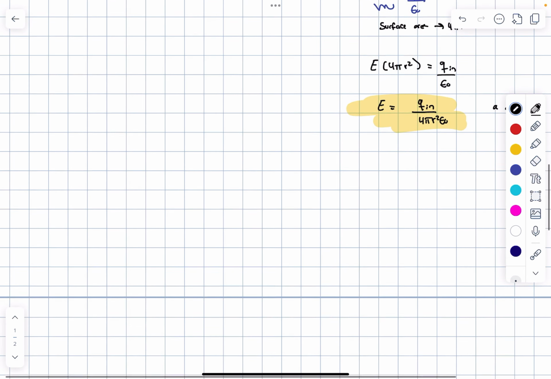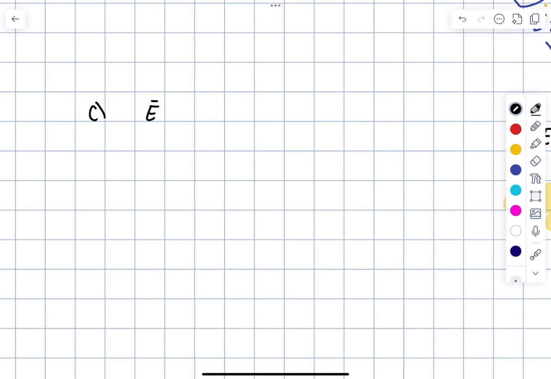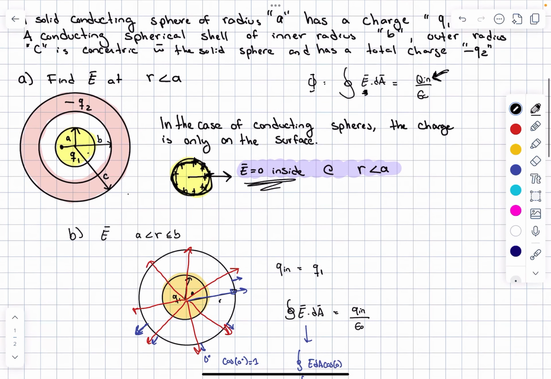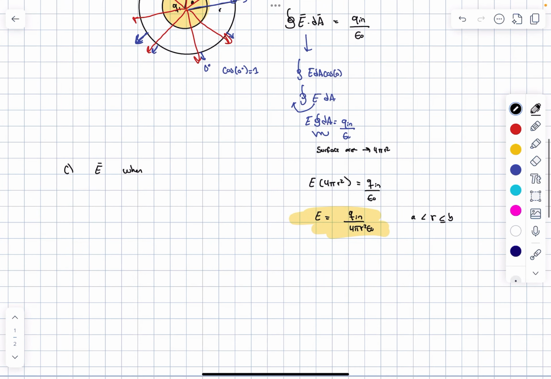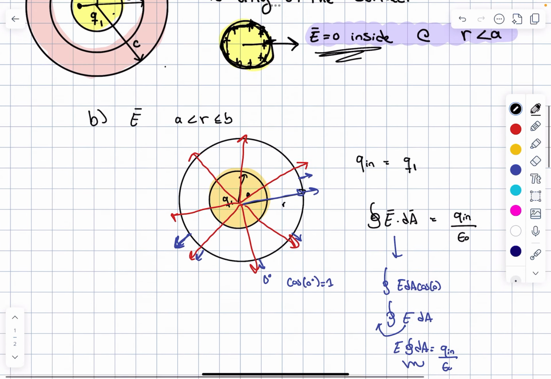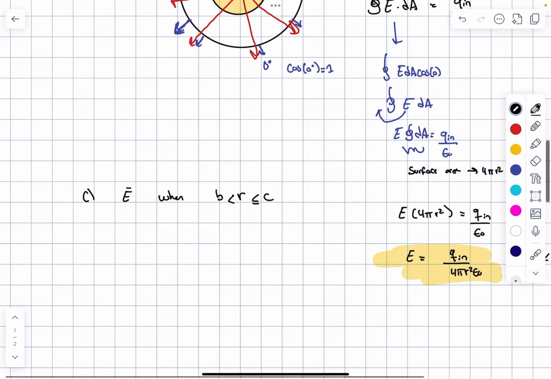Okay, so part C is going to ask us to figure out what is E when, instead of being between these 2 points, we're between B and C. So when R is bigger than B and smaller than C. This is going to be in the region here. And this is our conducting spherical shell. And we know that inside a conductor, the electric field is equal to 0. We don't need to do anything more than that. We know the electric field is 0.